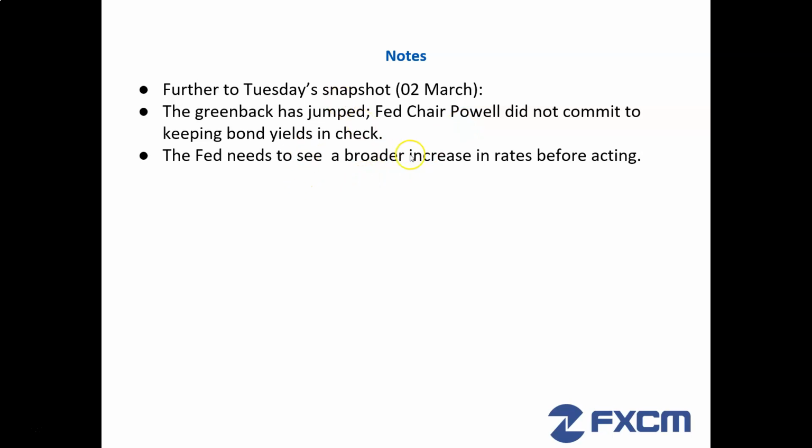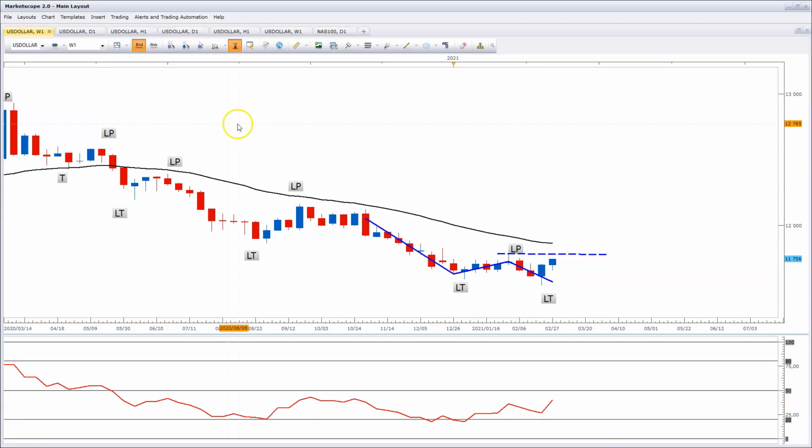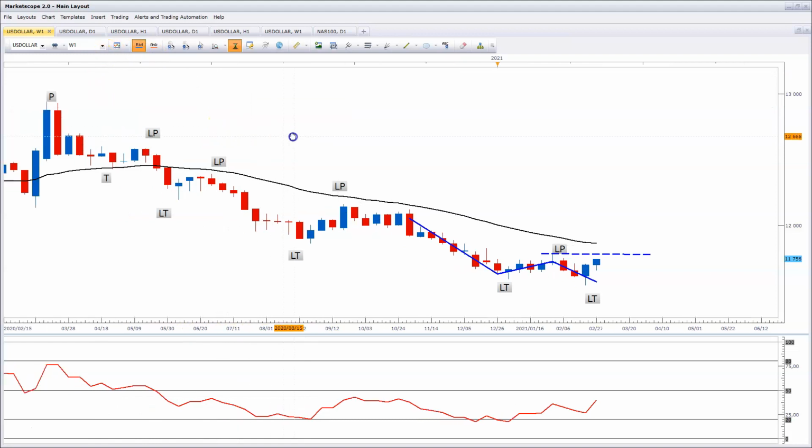So further to Tuesday's snapshot, the greenback is now jumping, and this is because Fed Chair Powell hasn't committed to keeping bond yields in check. What he's stated is that the Fed needs to see a broader increase in rates before acting. Let's just bring up our chart, and we're looking here at the US dollar weekly chart.